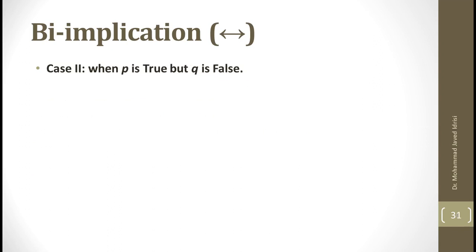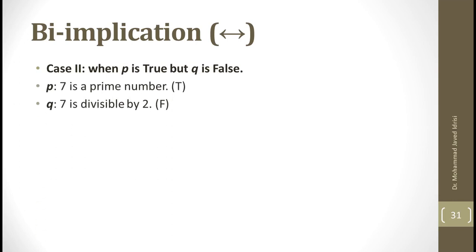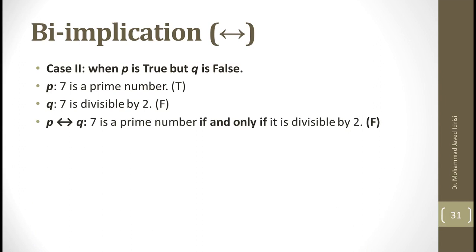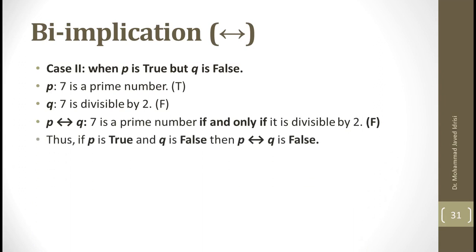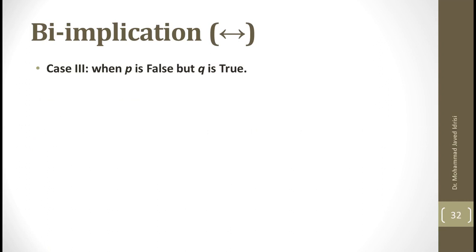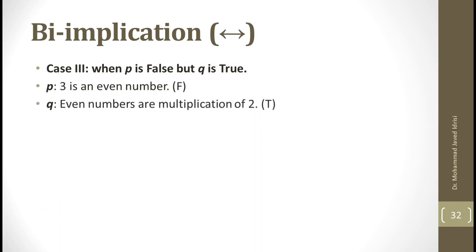In case 2, P is true but Q is false. Here we consider 7 is a prime number, which is true. 7 is divisible by 2, which is false. So by implication of P and Q is 7 is a prime number if and only if it is divisible by 2, which is a false proposition. Thus we can say that the by implication of P and Q is false if P is true and Q is false.